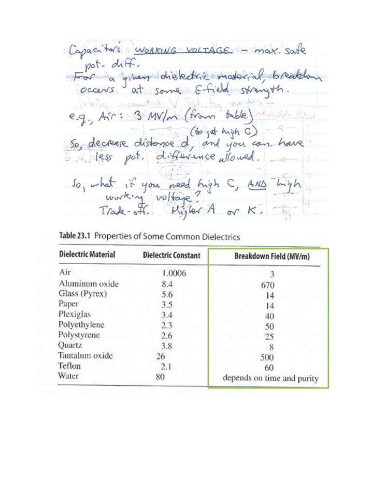So we can decrease the distance between the plates to get a high capacitance, but you can have less potential difference than allowed. So what if you need a high capacitance, which means maybe decrease the distance, and you need a high working voltage? Because again, the closer the distance, the less voltage difference is allowed. Well, you can increase the area. That'll give you a higher capacitance. You can also increase kappa, the dielectric constant. That'll get you a higher capacitance.